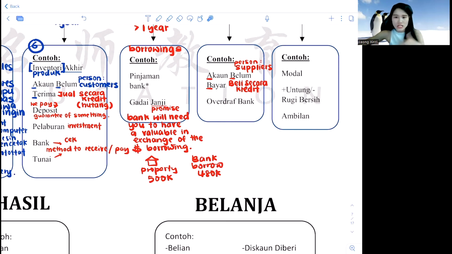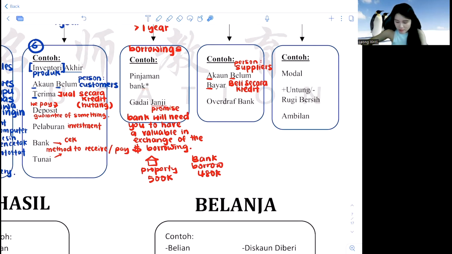But I couldn't change this 500,000 into cash form in a short period of time because to sell a house is not that simple. You need to find a potential buyer, you need to sign agreement, find lawyer, there's a lot of fees there, you see. I already don't have the cash. How could I even go with the process of selling my property? That's why I opt for this option to go for gadai janji.